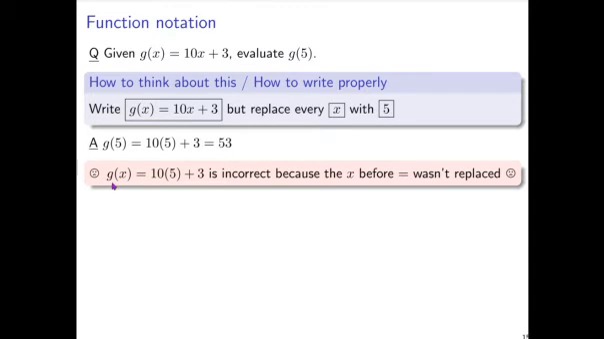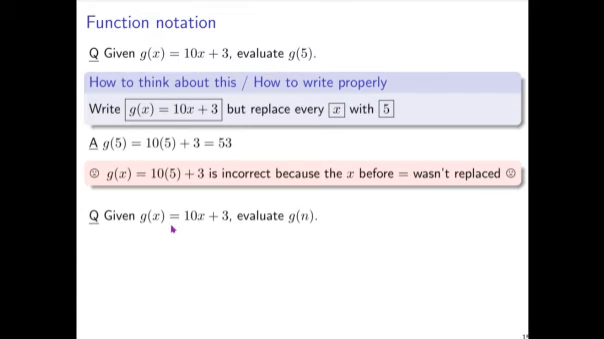It is incorrect. Notice this sad face. It is incorrect to write g of x equals 10 times 5 plus 3 because the x that's right here before the equal sign wasn't replaced. So what's in this blue box up here is very literal. Replace every x with a 5.